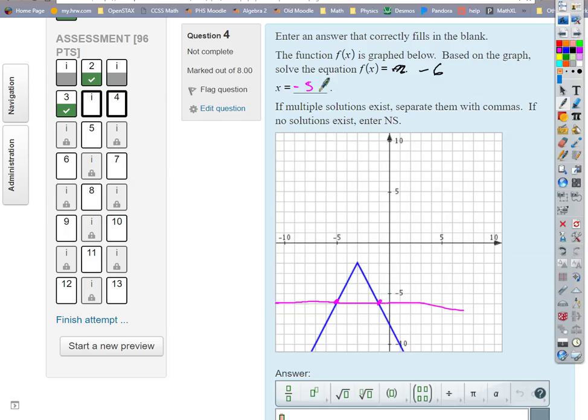So would you put the "or" sign? No, on this one it's just going to say separate your answers with commas. And it'll always be that way when there's multiple solutions to an equation. So that would be our answer for that one, right? Okay, everybody good? Okay.